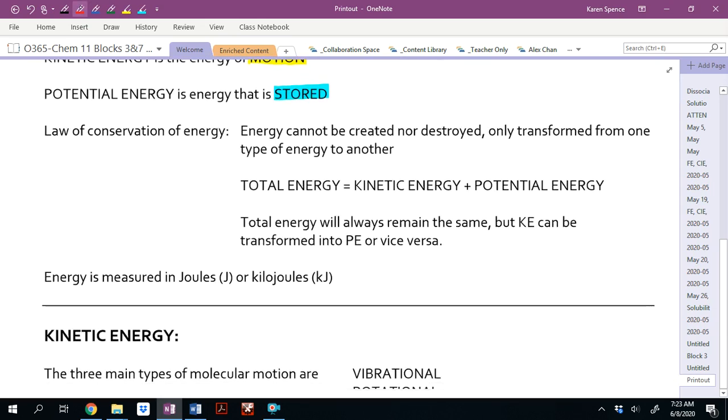The unit of energy is the joule, pronounced joule, and it can also be a kilojoule, kJ. Okay, so the joule or the kilojoule.